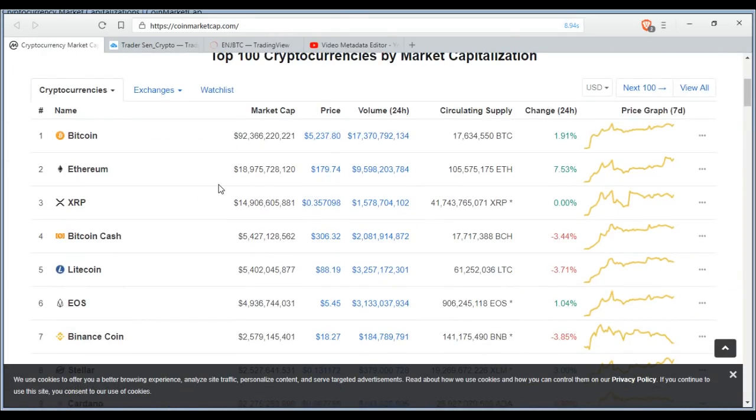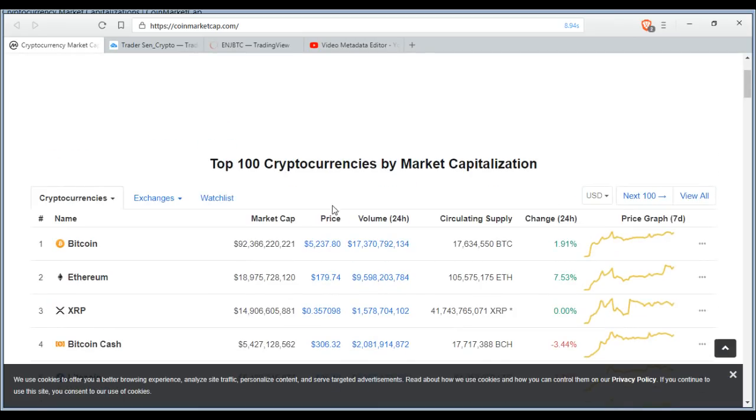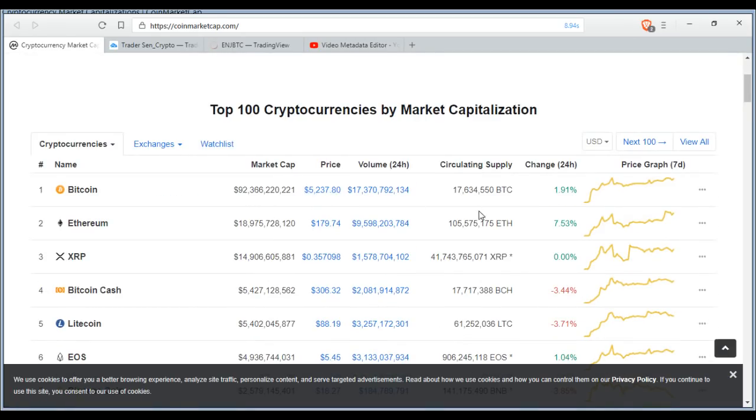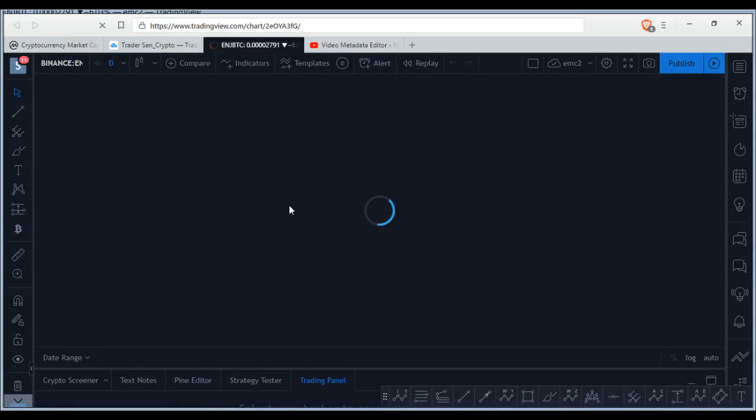Meanwhile, let's take a look at CoinMarketCap while TradingView is updating. Ethereum's current price is just about 179 on CoinMarketCap. For some reason, BTC is higher on CoinMarketCap than the actual price on the exchange: 52.37 on CoinMarketCap, but on Binance I think it was 51.60 last time I checked. So let's go back to this area. For some reason TradingView is tripping.